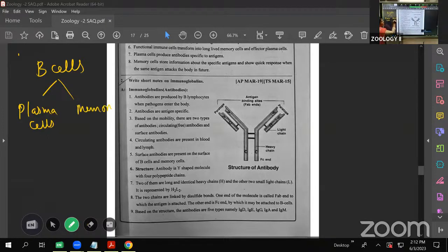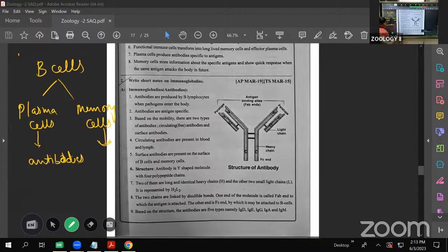What about the plasma cells? The plasma cells are every time producing the antibodies, or releasing the antibodies. Antibodies are released by these only. What about the memory cells? They store the information about the particular antigen. Which antigen enters our body, that information is stored inside our body for a long time. Clear? This is about the memory cell.